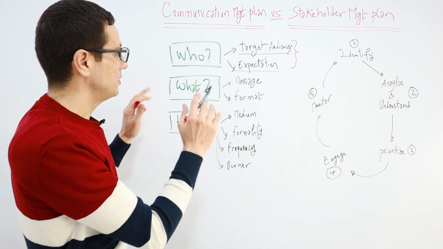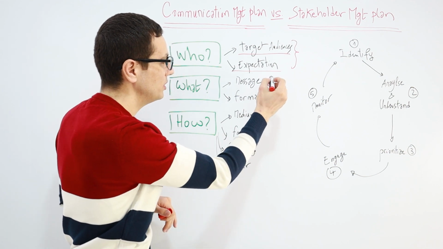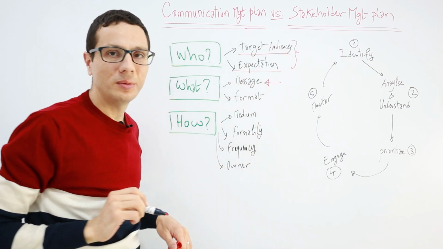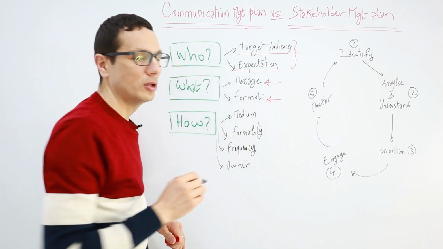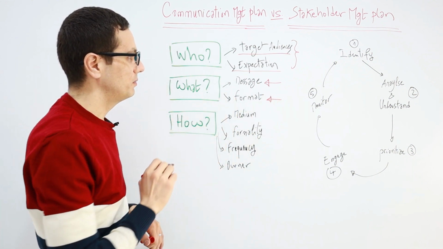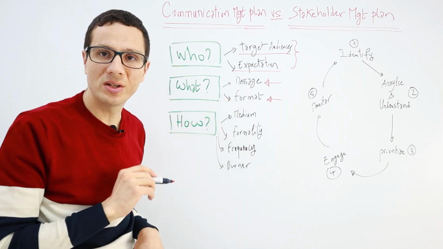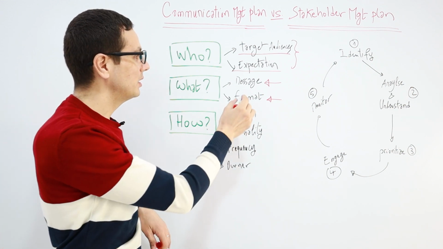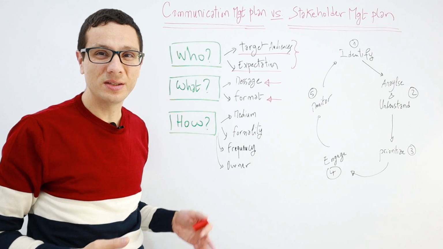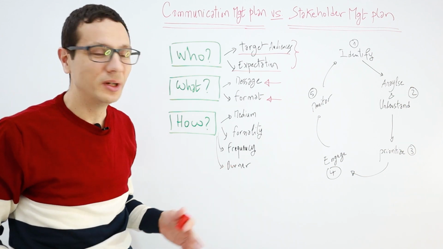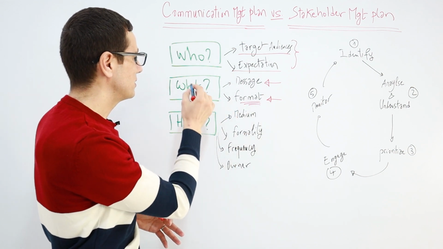The second part is what? What kind of message should we share with these people? And in what format should we share this message? For example, if we are going to share an update of our project, then what kind of format? Is it an Excel sheet? Is it digital or is it on paper? So all this should be discussed in the what.